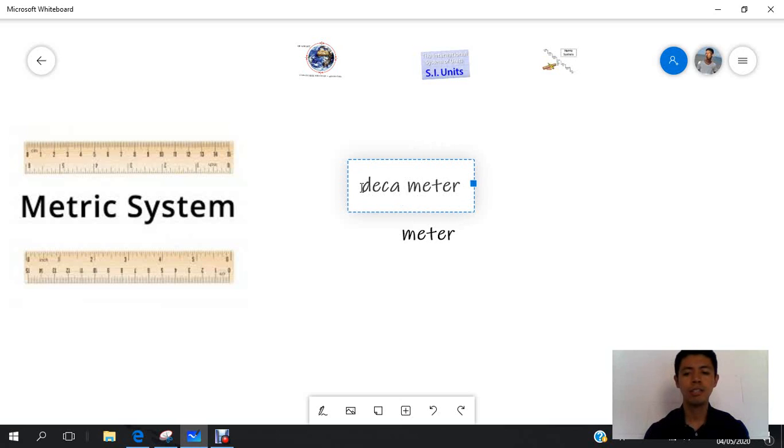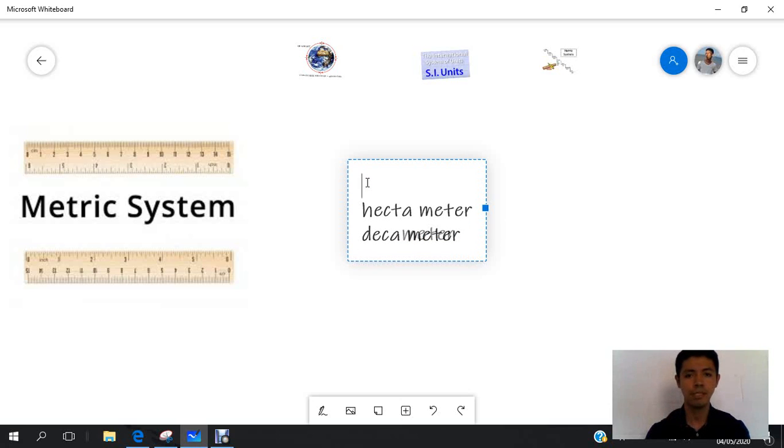But what about a meter multiplied by 100? To that, we will call it a hectometer. What about the meter multiplied by 1,000, or 1,000 times a meter? We will call it a kilometer.